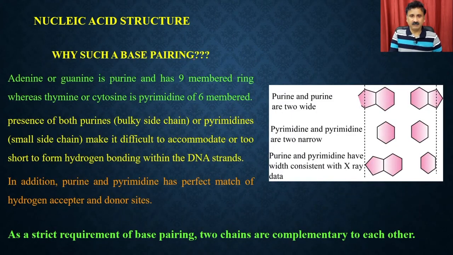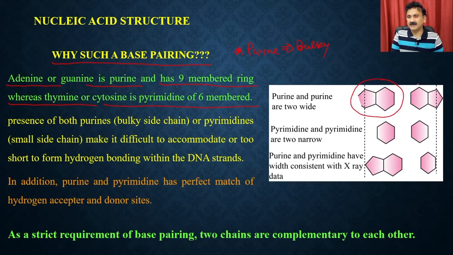Because of this type of restriction, we have a strict base pairing between A and T. You can see that adenine and guanine are purines and have a 9-membered ring, which means they are going to be bulky compared to the 6-membered ring. Whereas thymine and cytosine are pyrimidines with a 6-membered ring. So the purines are going to be big, you see they have two rings, whereas the pyrimidine is going to be smaller.